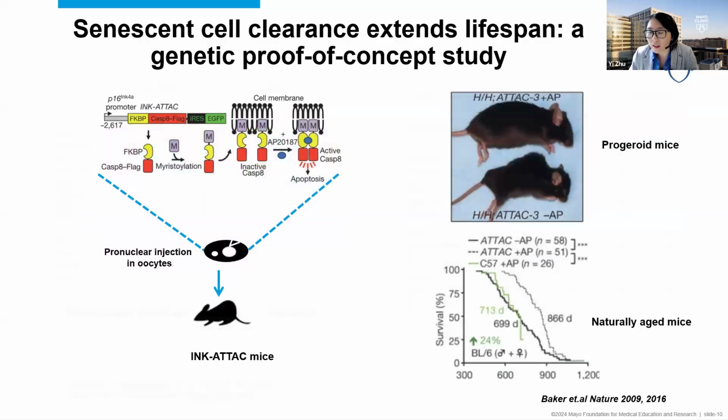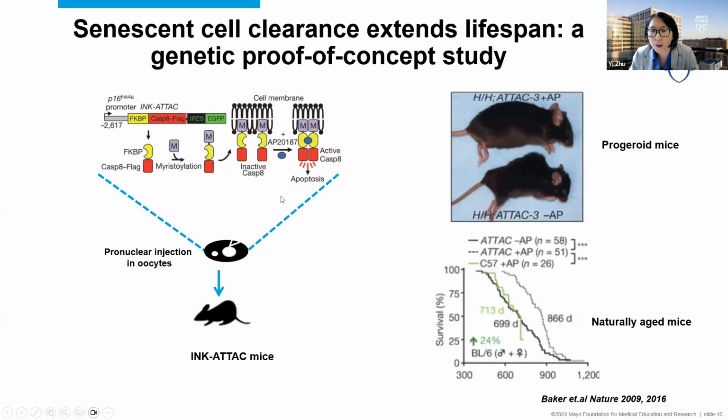Then, many years ago, in 2009 and 2016, there was a collaboration between Dr. James Kirkland's lab and Dr. Jan van Deursen's lab at Mayo Clinic. They co-invented this famous genetic proof-of-concept study by engineering this transgene under the P16 promoter. As you can see here, those are monomers of caspase 8. Once you give the drug AP20187 to dimerize those caspase 8 monomers, you are able to induce apoptosis specifically in P16-high senescent cells.